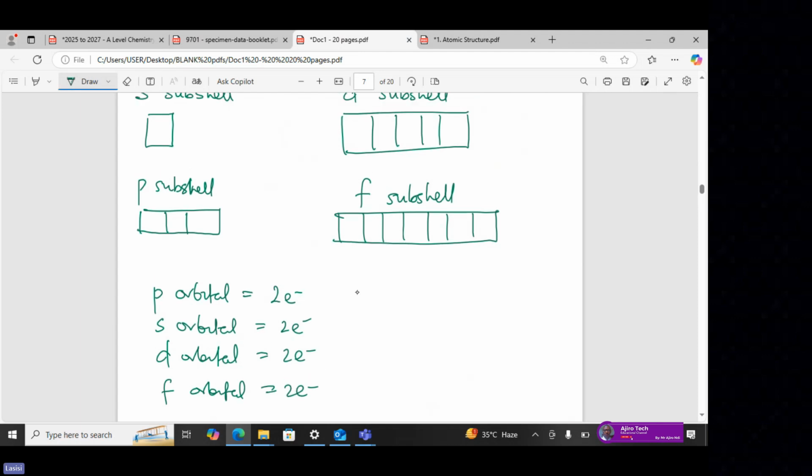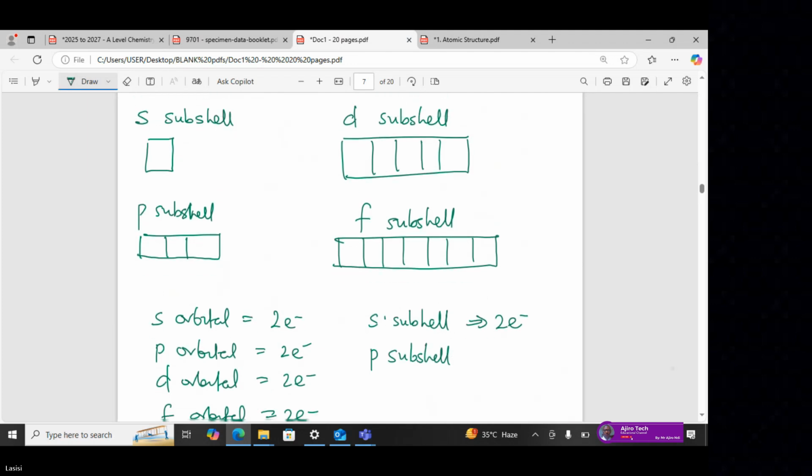But now when I say S subshell, or let me start with P, let me swap these two. S orbital, P orbital. When I now say S subshell, S subshell contains only one orbital, so the electrons it can hold are 2 electrons. P subshell, how many orbitals are in P subshell?